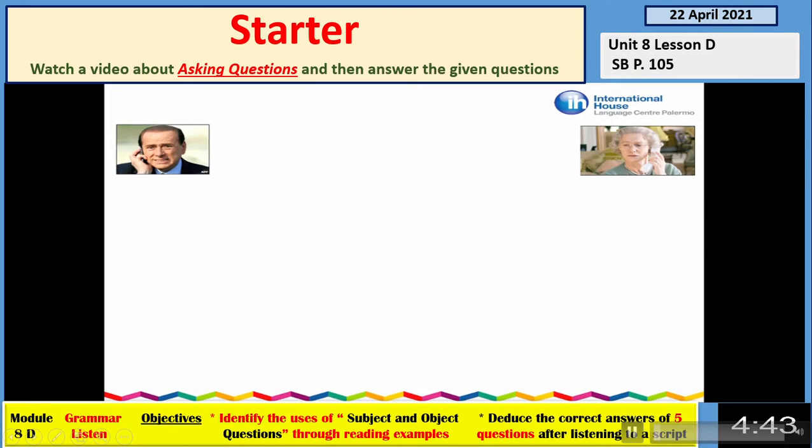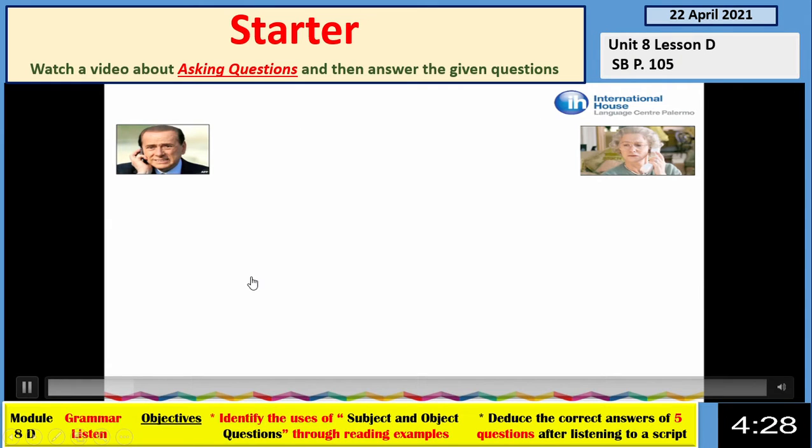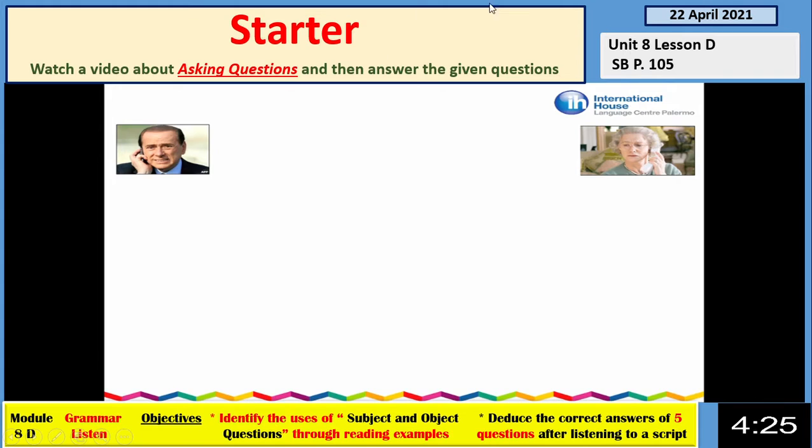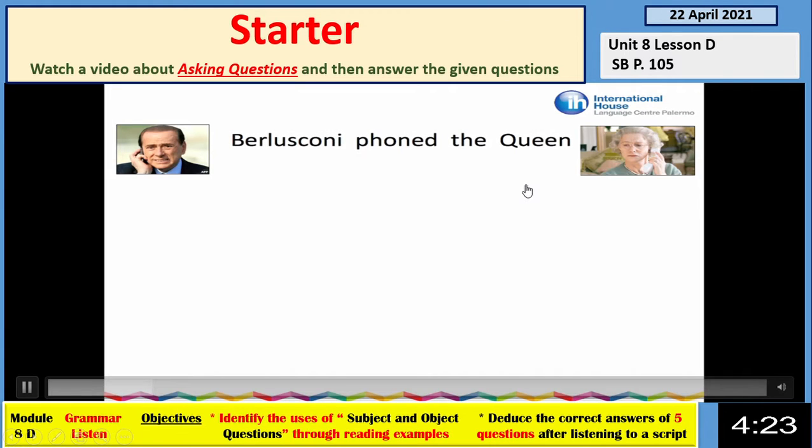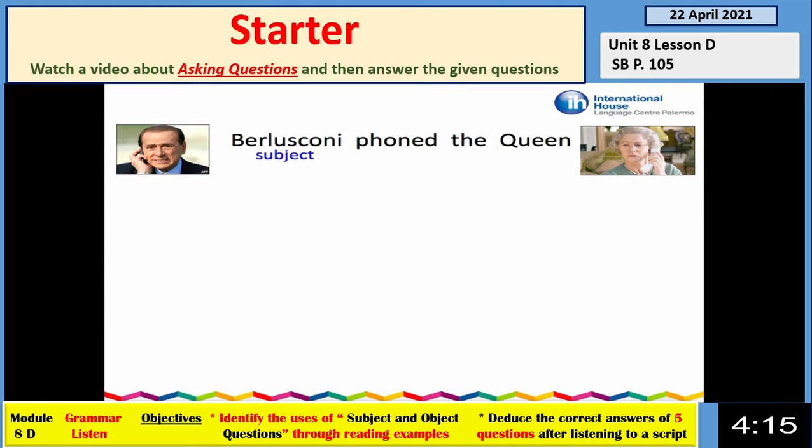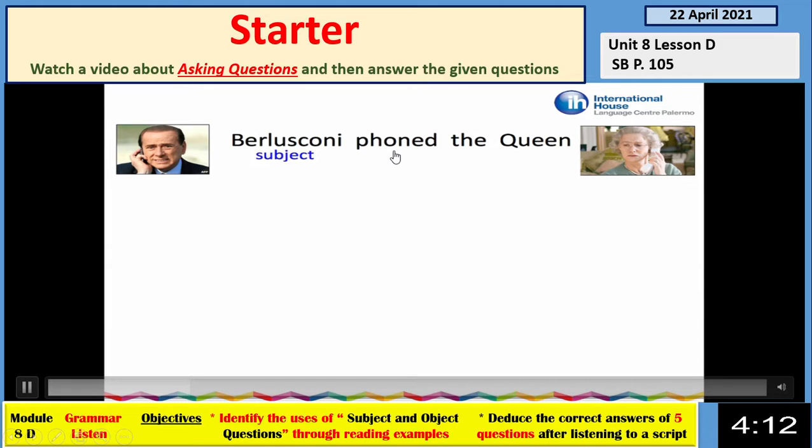Okay, let's look at a very simple sentence in English with our main character, Berlusconi. If you look at Berlusconi, you can see he's on the telephone, and in fact, he's on the telephone with the Queen. So, a simple sentence in English, Berlusconi phoned the Queen. Very simple, this sentence, Berlusconi is of course the subject, and phoned is the verb in the past, and the Queen is the object of the sentence.